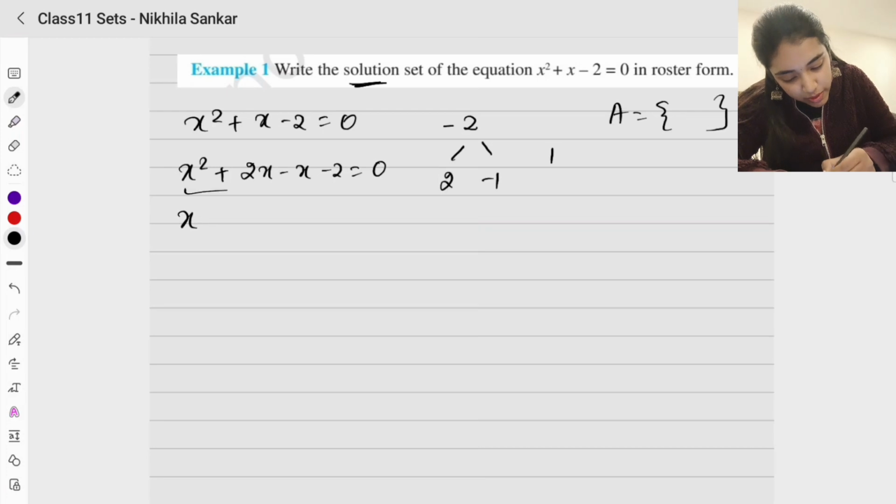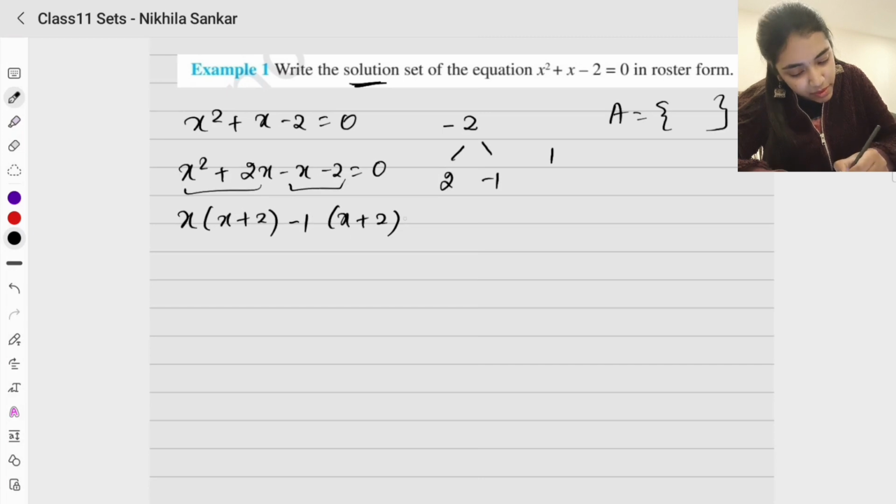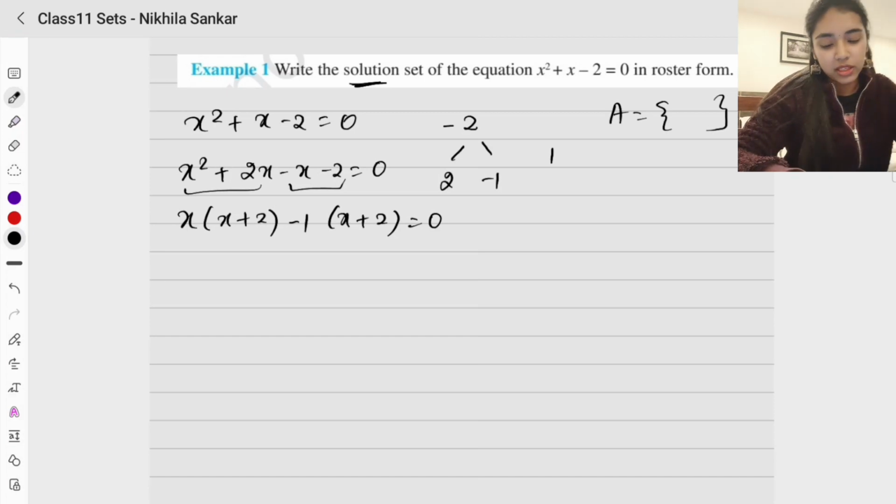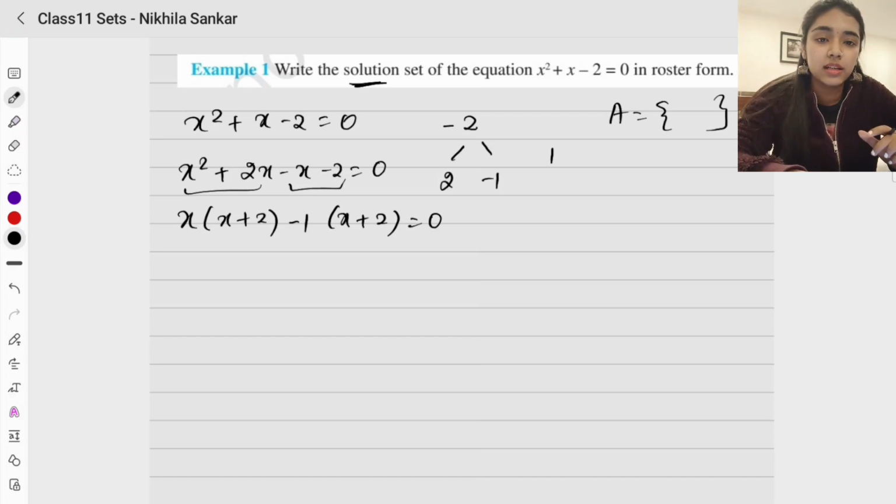இந்த இடத்துல x common எடுத்தா I'll have x into x plus 2. I'll need an x plus 2 over here. So இதிலேருந்து I'm taking minus 1 outside. You all know how to do splitting the middle term. Okay, இதெல்லாம் நம்ம சின்ன கிளாஸ்லேயே பார்த்துருக்கோம். So இந்த இடத்துல splitting the middle termல தப்பு பண்ணாதீங்க. இது கன்ஃபியூசிங்காக இருக்குன்னா use quadratic formula.